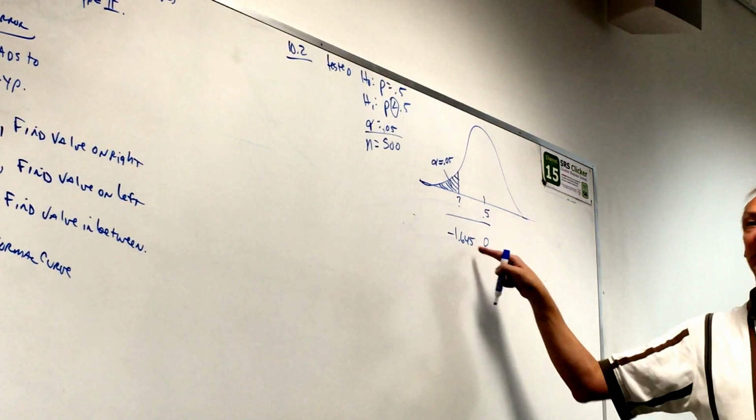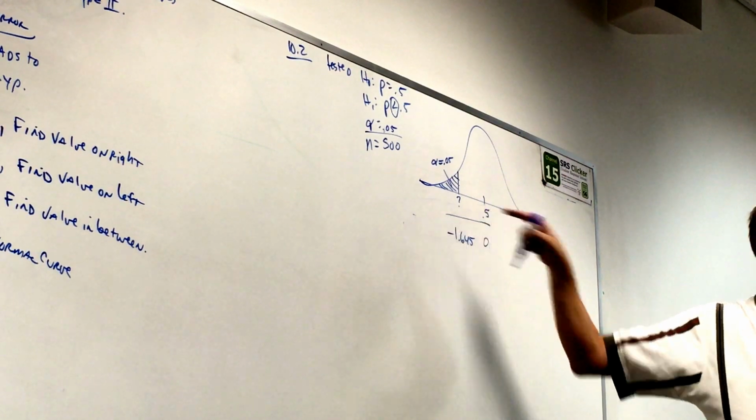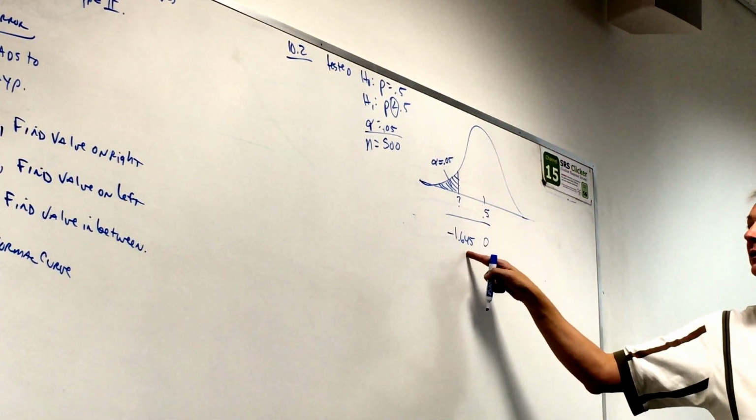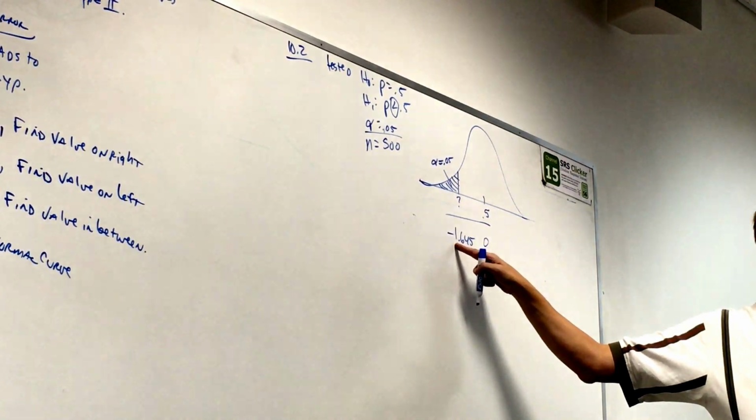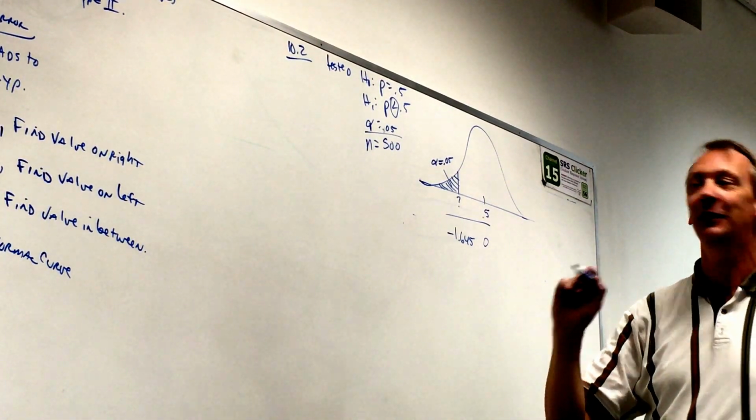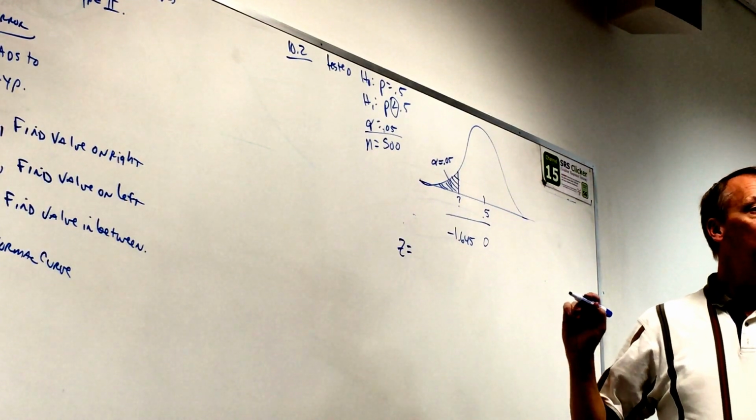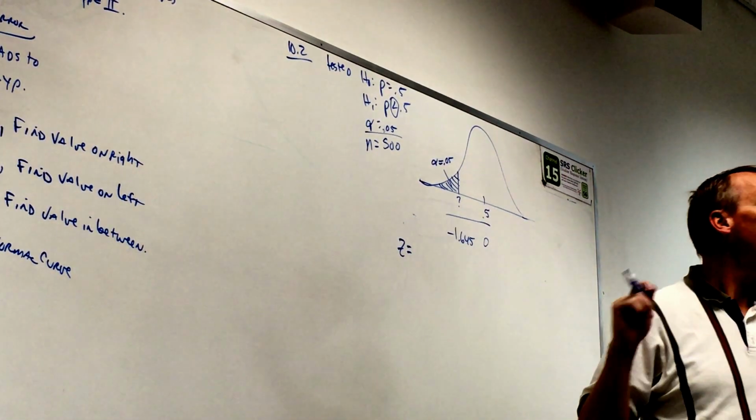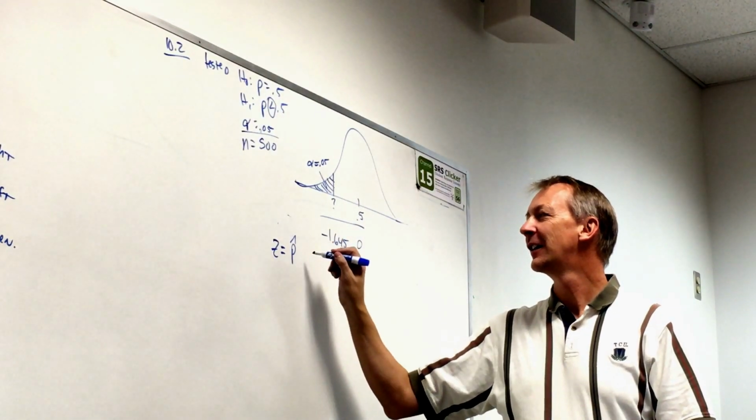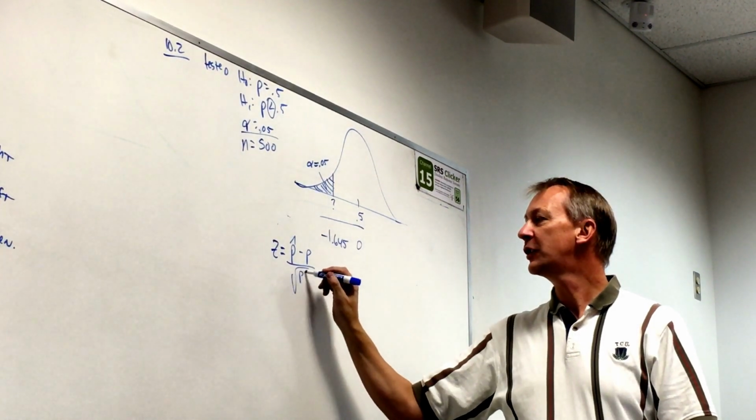So this is my standard normal. I need to convert it back to my regular normal so I can find out what this value is. How do I do that? Subtract it from 1? No, you have to find the left. You say your z-score equals. Z-score, that's what I was going for. So I need my z-score. Which z equation should I use? P hat minus p over the square root of pq over n.